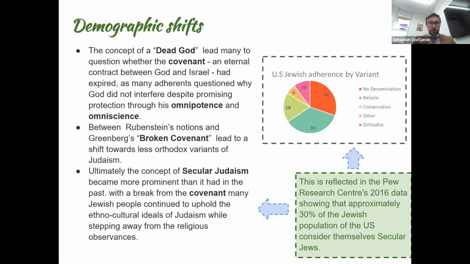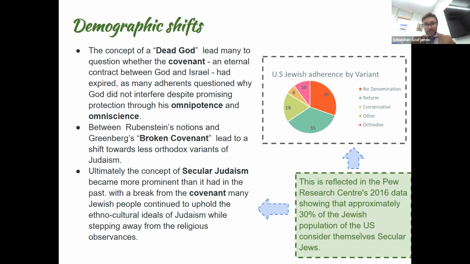We can see demographic shifts, right? So the concept of dead God led many to question whether the covenant and that eternal contract had really expired by this point. It's really important to note that we're not just talking about the dead God as being the be-all and end-all that started this demographic shift, my apologies. But really, it started in the late 1800s and was reinforced by Rubenstein's idea. But between the two, it led to a shift in less orthodox variants of Judaism.